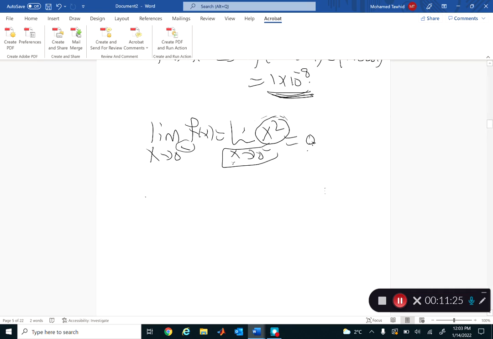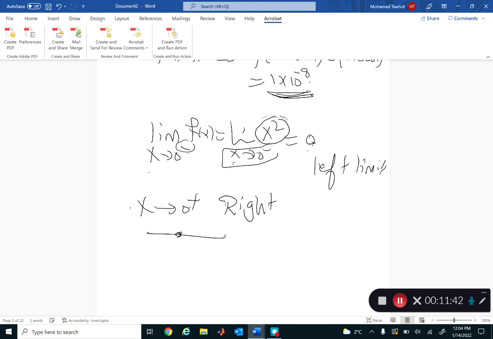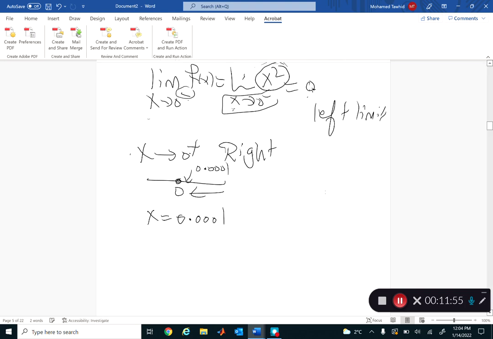Okay, so I have to repeat the same story from the right. I have to get the left limit and the right limit. So that is our left limit. When I took x close to 0 from the left, your f of x equals x squared. So when I take x close to 0 from the right, so where is 0 here? I take something close to 0 from the right, maybe 0.0001. Then what you have, your f of x equals x squared.